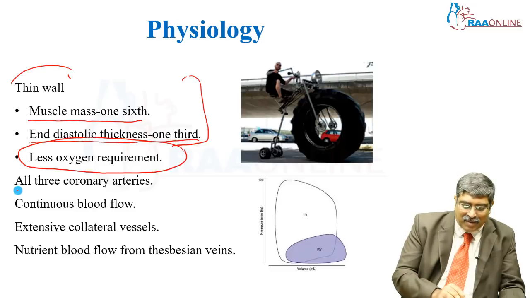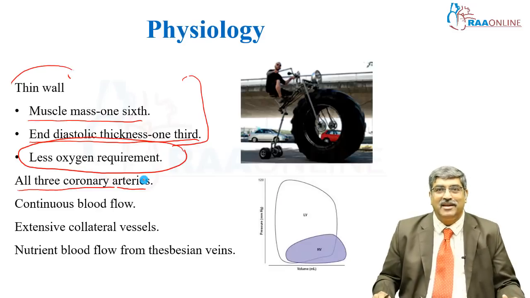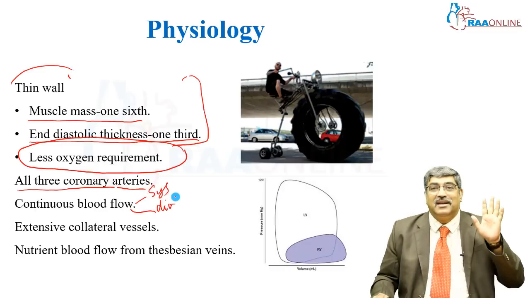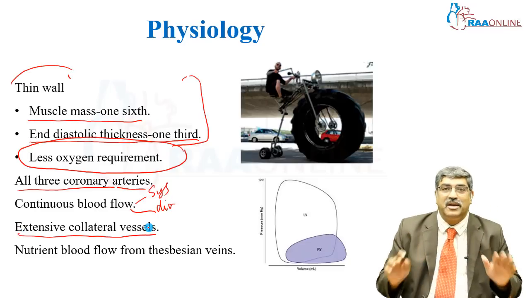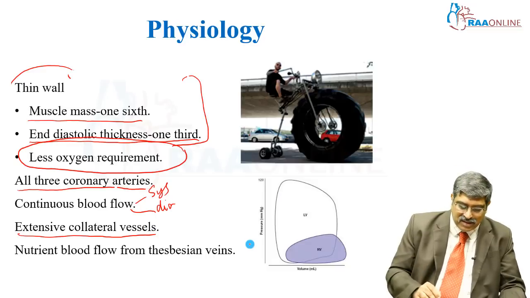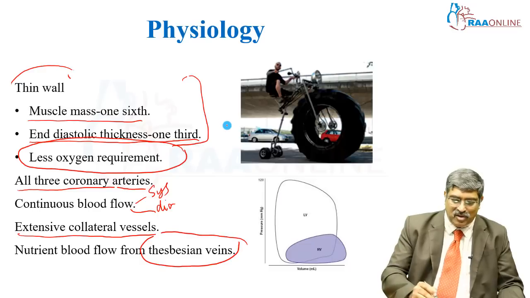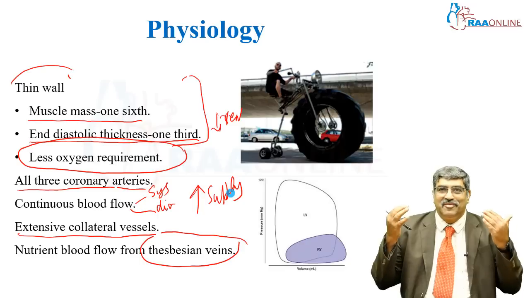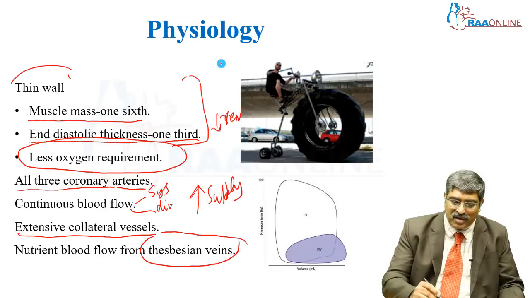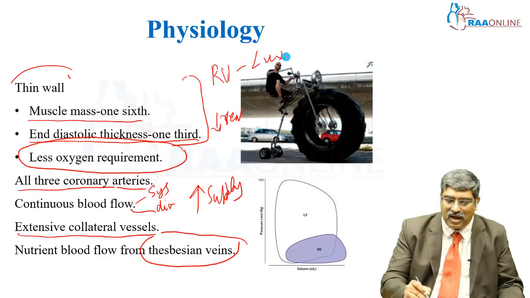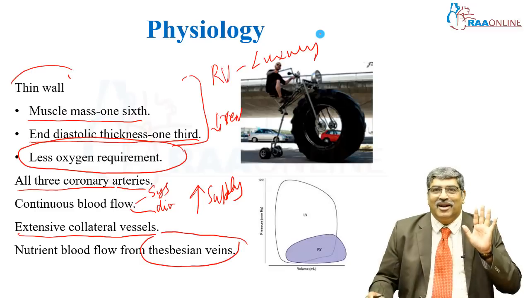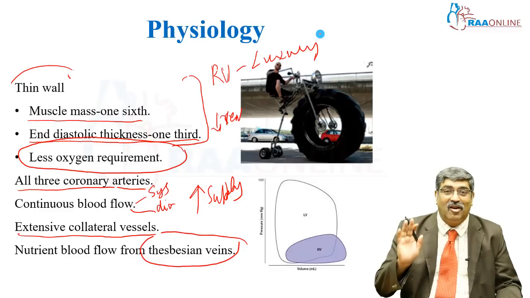From the supply side, it is supplied by all three major coronary arteries. It receives continuous blood flow both in systole as well as diastole, and there are extensive collateral vessels helping the right ventricle. Apart from that, it receives nutrient blood flow from the thebesian veins. So your requirement is less and supply is very abundant, the demand is very minimal, the supply is extensive. So the right ventricle is always in a state of luxury perfusion. You have to understand that. But always remember, when you are in a luxury state, a small insult can cause enough trouble.